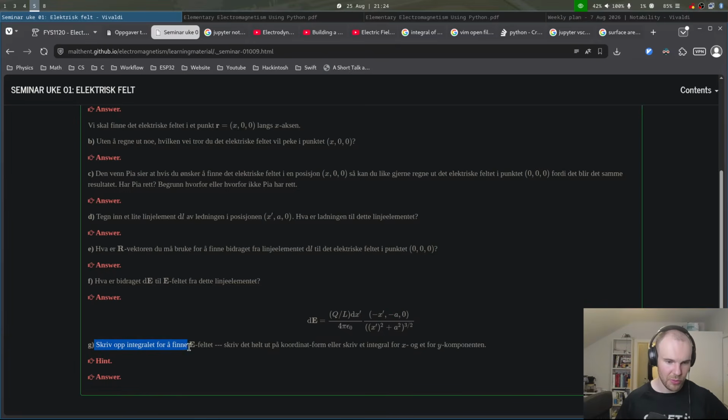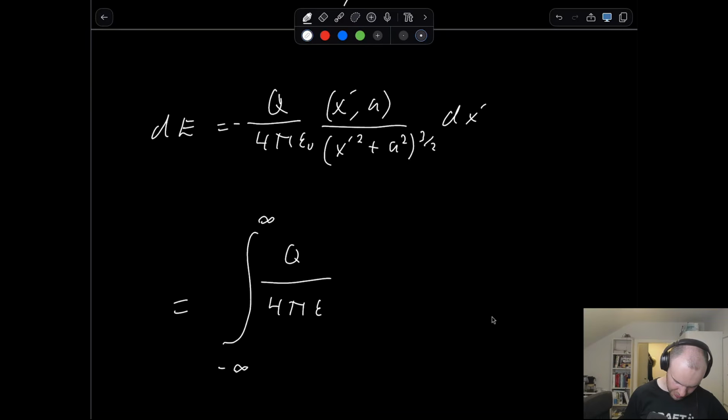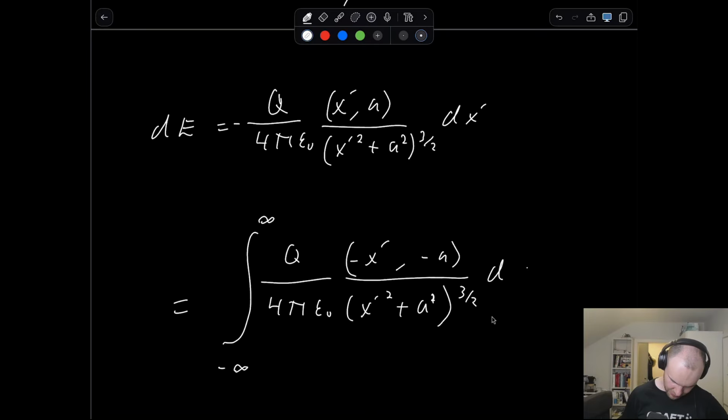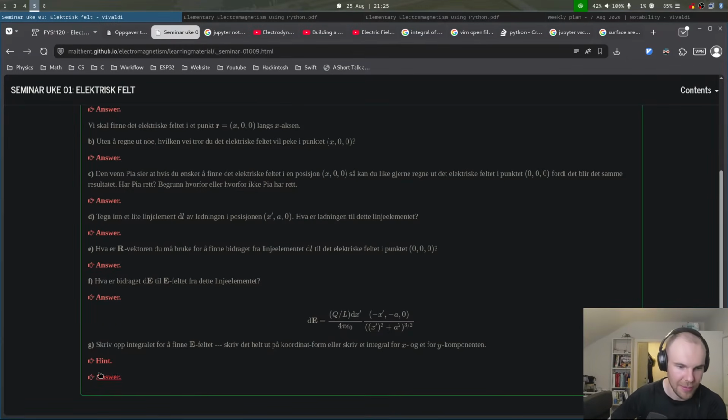Then we're going to write the integral for the E field. The integral is the same thing from minus infinity to infinity. I just keep the minus there because it's a bit prettier. So we have minus x prime, a, over x prime squared plus a squared, to the power 3 over 2, dx like that. That should be correct.